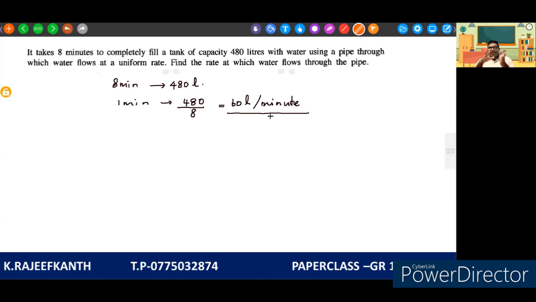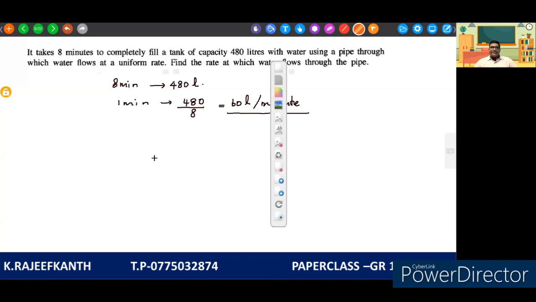So here, the 480 liter tank is completely filled with water in the duration of 8 minutes. So here we have to find the rate. So you can find that in 1 minute, 60 liters can flow. So in 1 minute, 60 liters can fill, right?